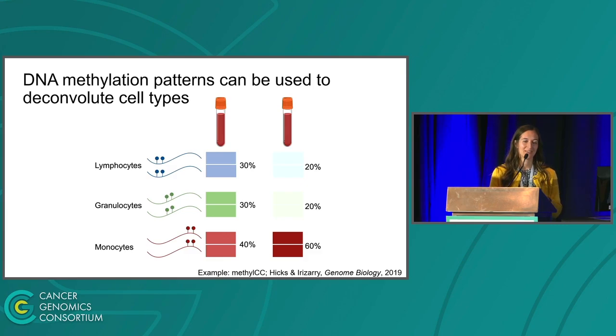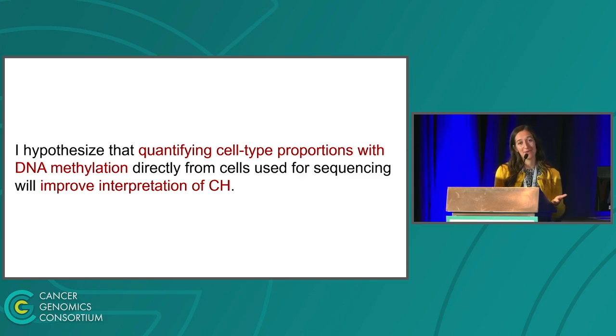in your sample. This is a method that was pioneered about 5 years ago by a number of different groups, and there are now a number of established methods for doing this. And the method that I employed is called MethylCC. So this brings me to my hypothesis that quantifying cell type proportions with DNA methylation directly from those cells that we're going to be using for sequencing to determine the VAF will really improve interpretation of clonal hematopoiesis.